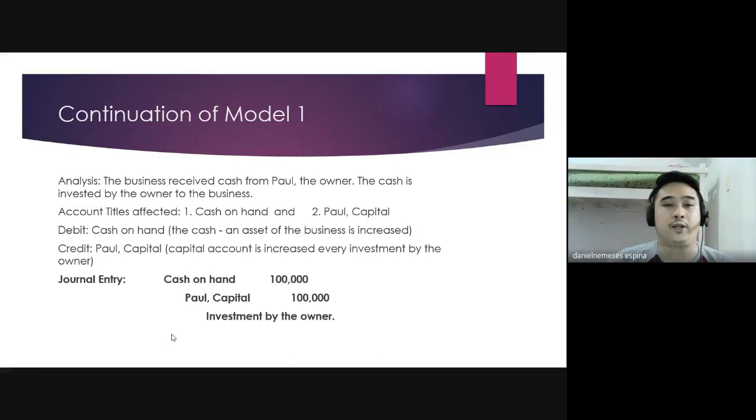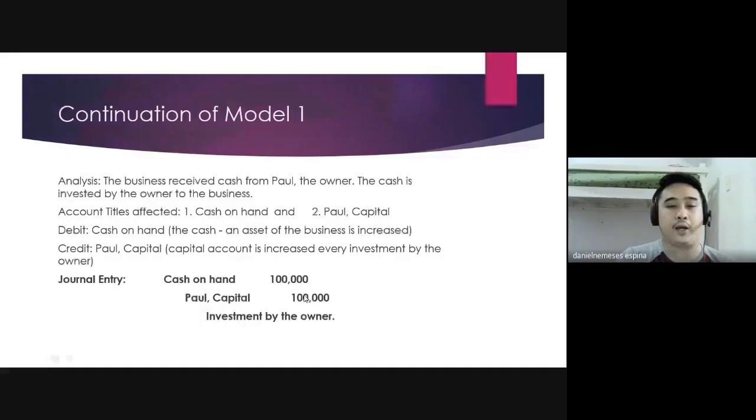So the journal entry for this transaction: debit cash on hand, 100,000, and credit Paul Capital, also 100,000. The rule is that your debit and credit must be equal. So the debit and credit always balance. We have a debit of 100,000 and a credit of 100,000. If they are not equal, then there's something wrong with your journal entry.